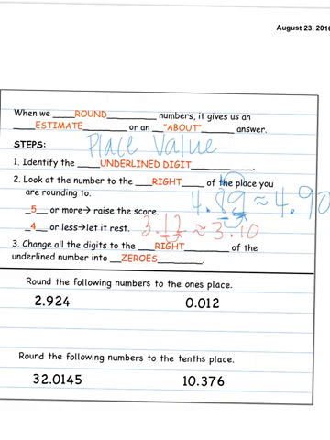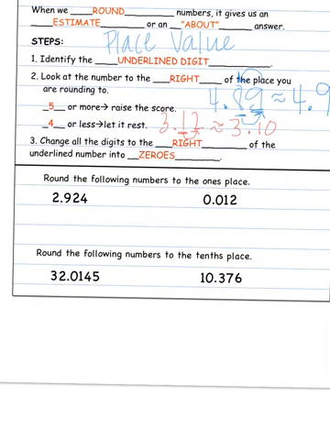All right, let's take a look at some examples down here. First, we have to identify the place value that we are rounding to. It says round the following numbers to the ones place. If we look back at that chart on our last page, the ones place is right here in front of the decimal. So now we look to the number to the right of the decimal, which is our 9.